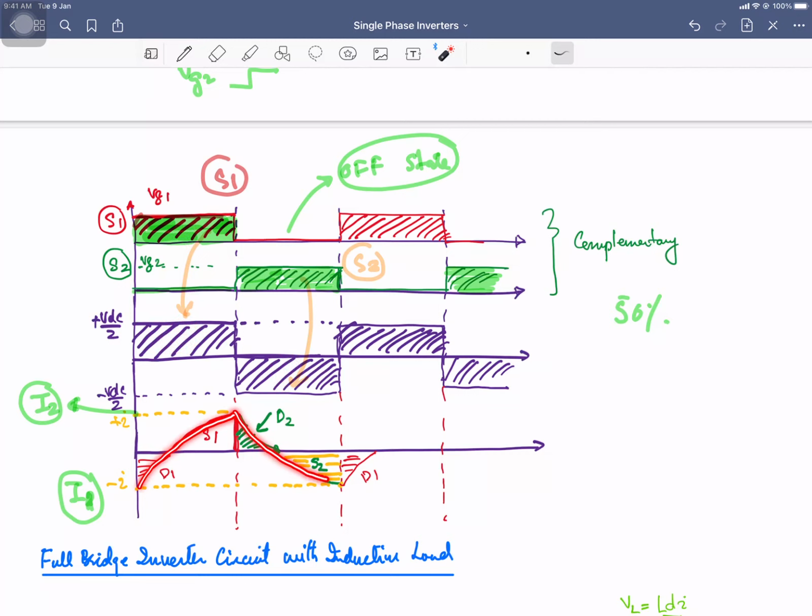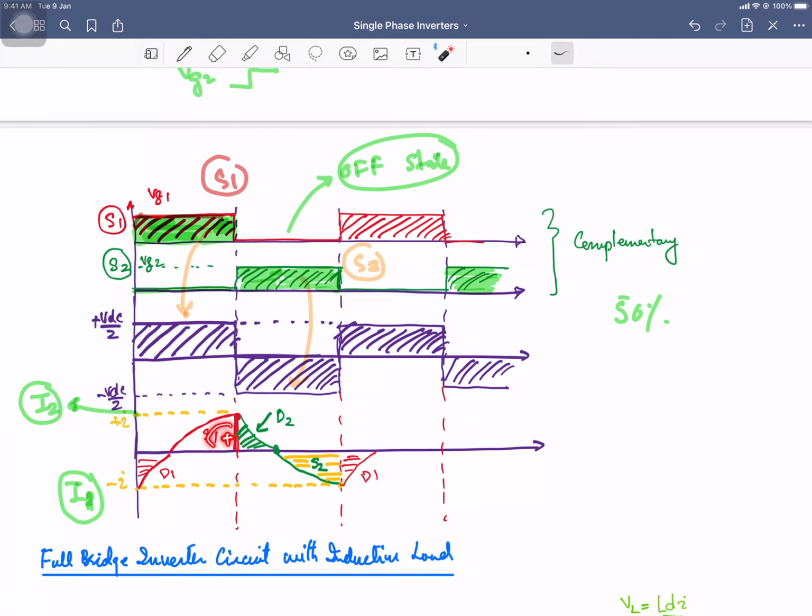So there will be a symmetry in the current waveform. The positive peak will be equal to the negative peak. So we can write that I2 is equal to minus I1, or I1 is equal to minus I2. If you know one of these, the maximum value or the minimum value, you can work out the other one. There is this symmetry in this waveform.